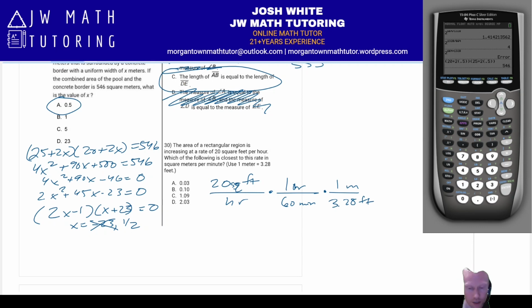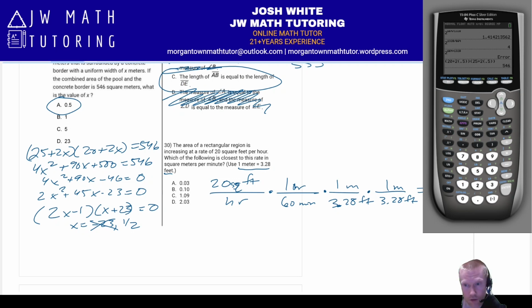But here's the thing you need to remember. You're either going to have to square this conversion factor or you're going to have to write it twice because this is just a linear conversion factor, 1 meter and 3.28 feet, whereas you're trying to convert from square feet to square meters. So you have to technically use this twice to get square feet to cancel out, or to end up with square meters as your final answer.